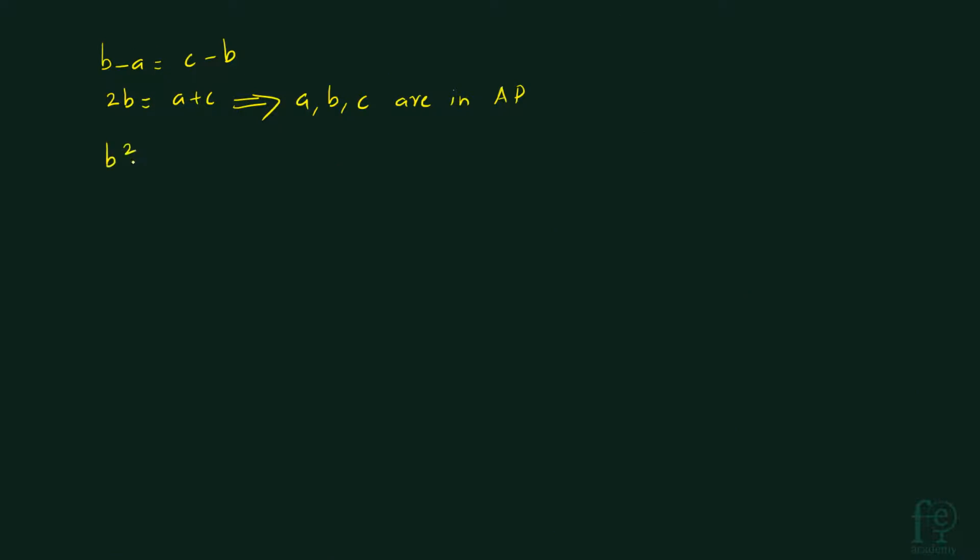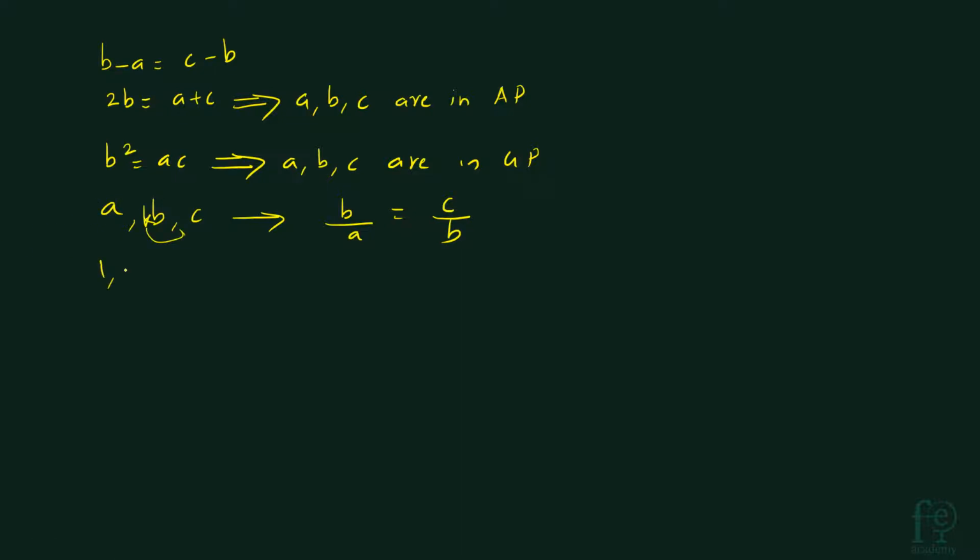Now b square is equal to ac implies that a, b, c are in geometric progression. How does it come? Because we know that a, b, c are in geometric progression means b by a should be equal to c by b. This is the format. There should be a constant multiple. My example is 1, 2, 4, 8, 16. So here 1 into 2, 2, 2 into 2, 4, 4 into 2, 8, 8 into 2, 16 means all these terms are in geometric progression. So b by a should be equal to c by b. So we will be getting b square is equal to ac.